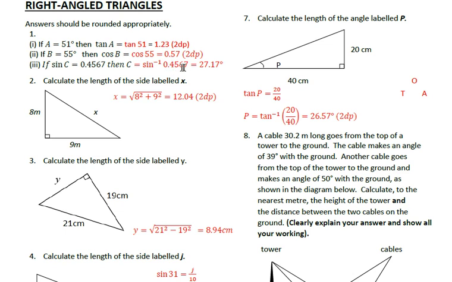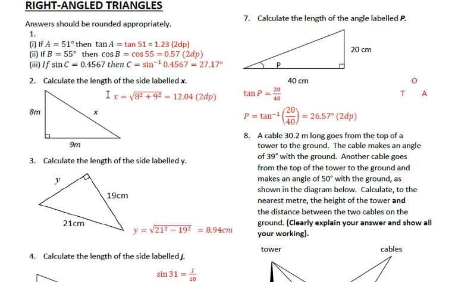And then you type the number 0.4567, the number that was on the other side of the equation over here, and it should come up with the angle, the C angle that you're trying to figure out, which is 27.17 degrees.